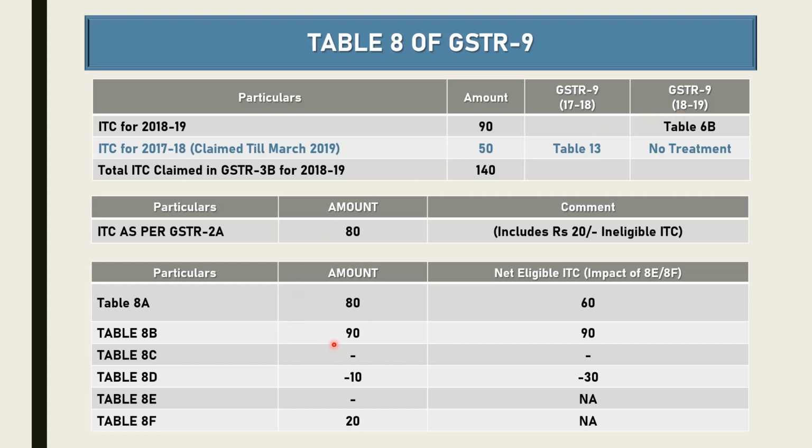So this argument also shows that if I am reporting 140 rupees, my entire ITC, in table 6B, I would be creating an incorrect picture in table 8 as well. But if I am reporting only 90 rupees, that is ITC pertaining to 1819 in table 6B, it would also be leading to a correct picture in table 8, where I am comparing ITC auto-populated in 2A for 1819 with ITC claimed in GSTR 3B for 1819. So this is all about table 8 of GSTR 9 and how it has to be filled.